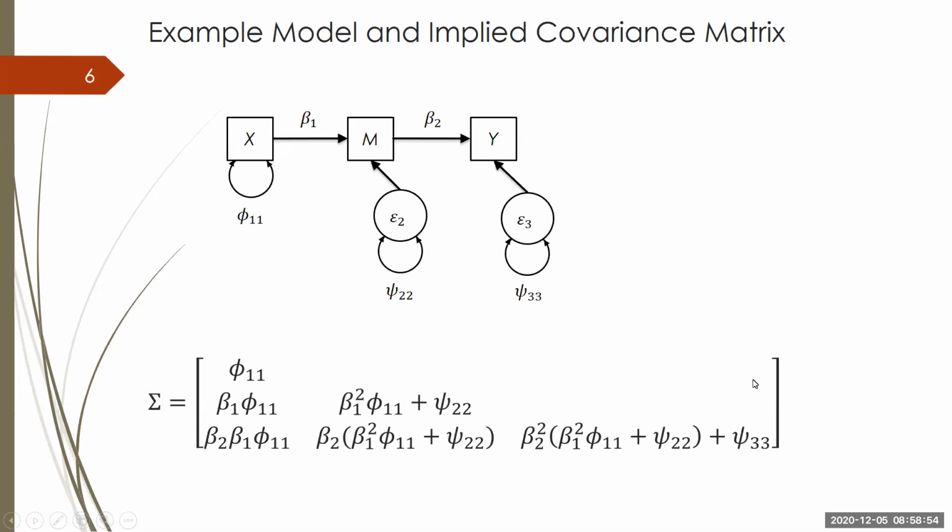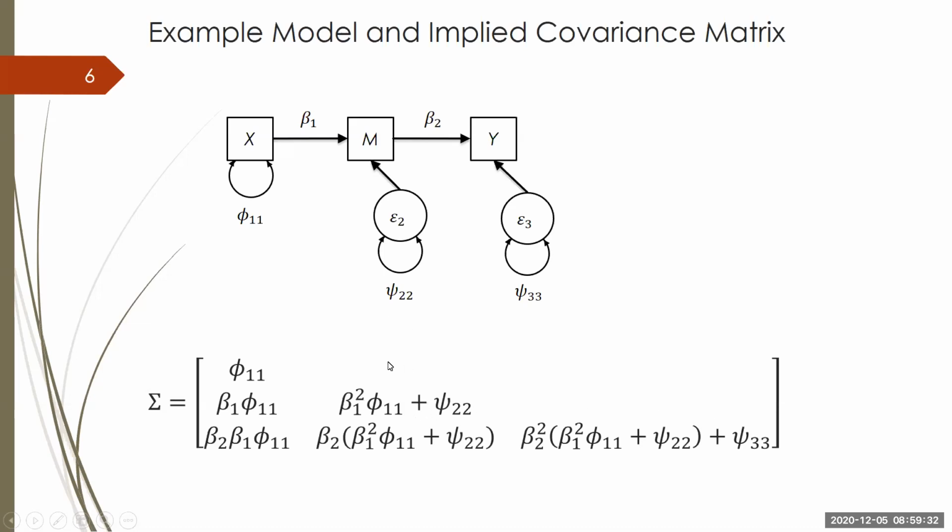Here we have the implied covariance matrix. So the relationship between x and m is just beta 1 times the variance of x. And then the relationship between y and x is beta 2, beta 1 variance of x. And here we have the other covariances and variances in the model expressed in terms of parameters of the model.